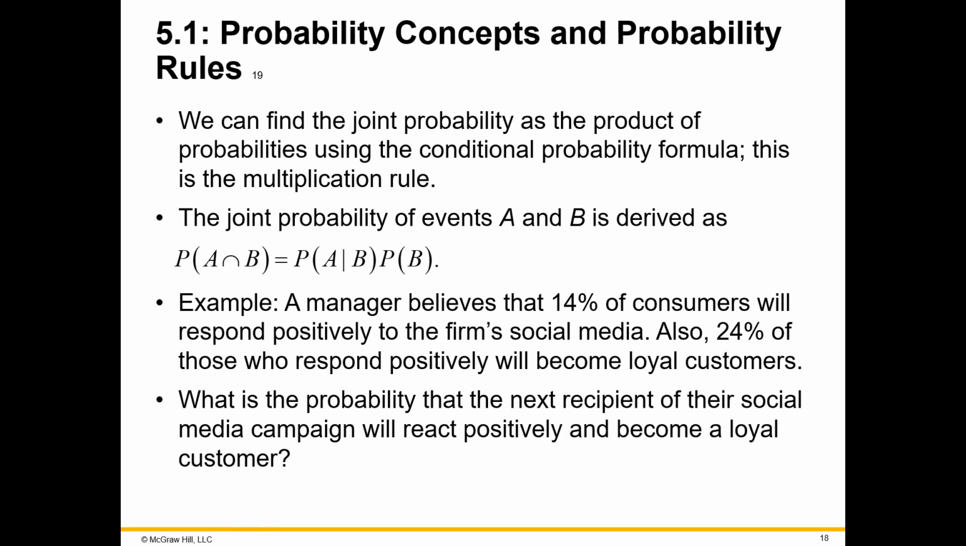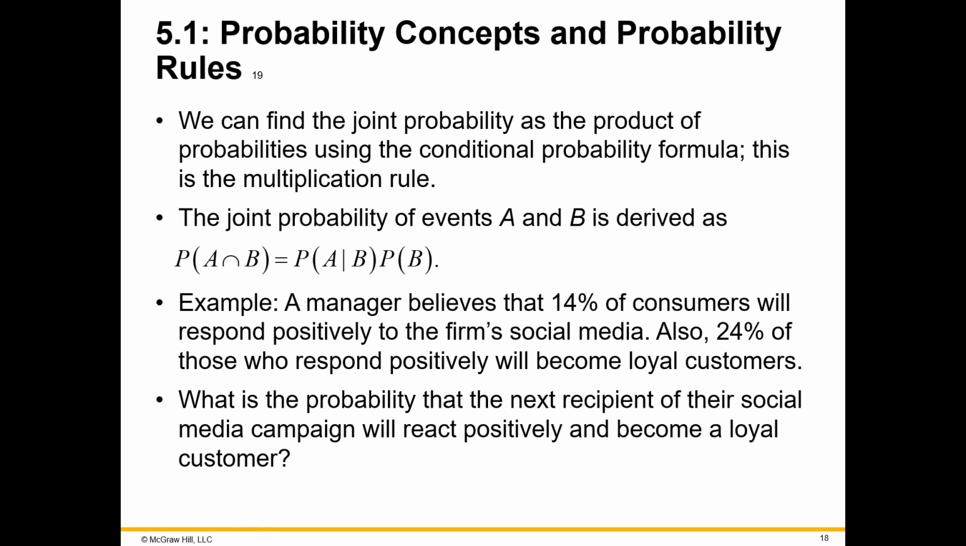Instead of conditional probability, there's also a thing called joint probability, which is the probability of one event and the other event happening at the same time. We can find the joint probability is simply the product of the two different probabilities we're looking for. So in our example right here, we are a manager, and we believe that 14% of consumers will respond positively to our new social media campaign.